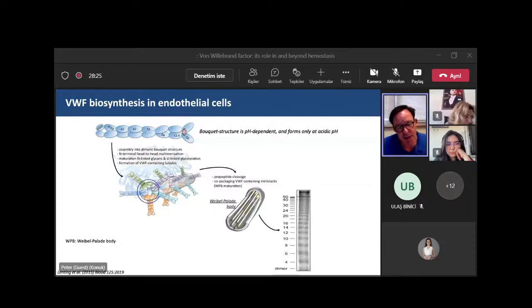And when this helical structure is being formed, and then we have already arrived in the Golgi, then these long helical structures are actually packaging into what we call mini stacks. And these mini stacks then start to form the Weibel-Palade bodies. So when you take out VWF from these Weibel-Palade bodies, then they start to form these very long multimers.